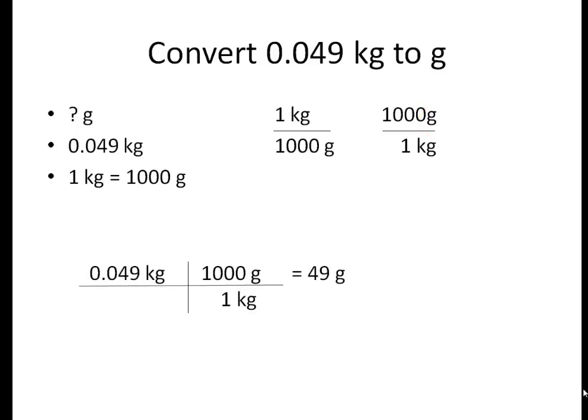I'm going to pick a conversion factor such that the original unit and its matching unit are on a diagonal, therefore they're on top of each other and will cancel out, and what I'll be left with is the unit I'm looking for, which in this case is grams, at the top. I'm going to multiply the numbers at the top of the problem.